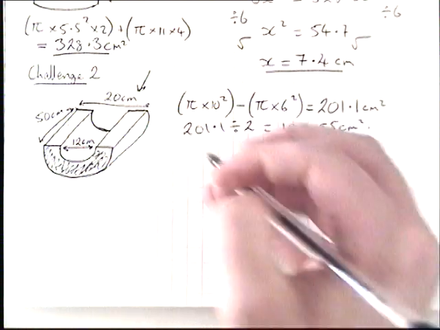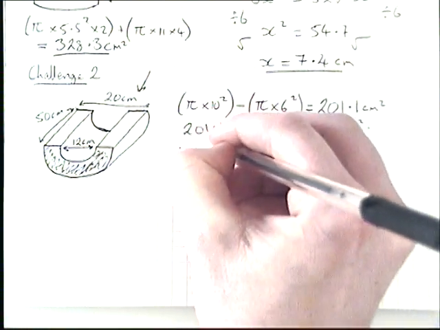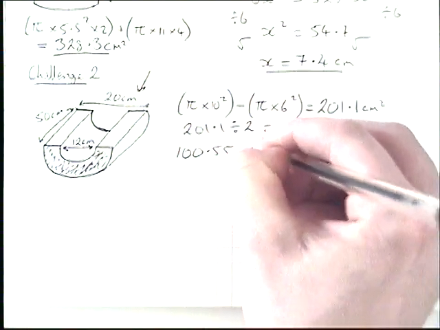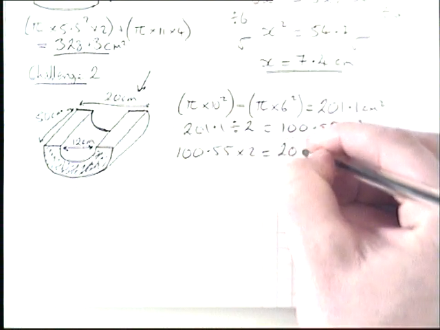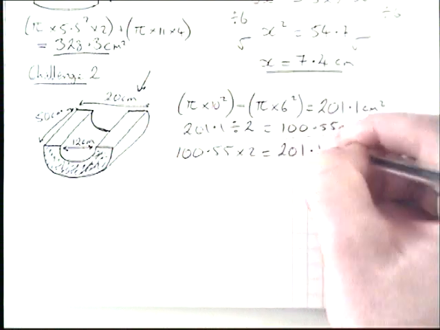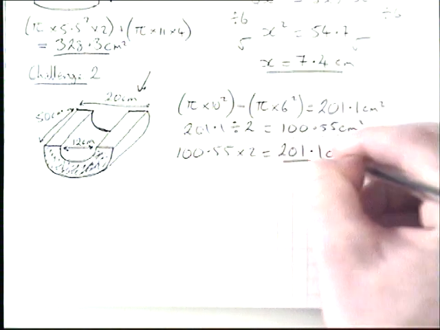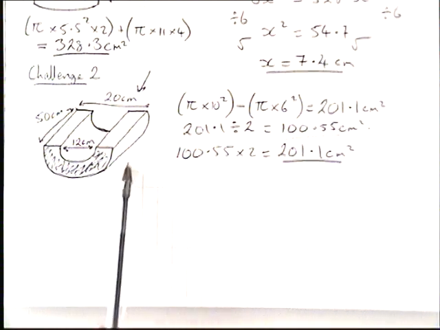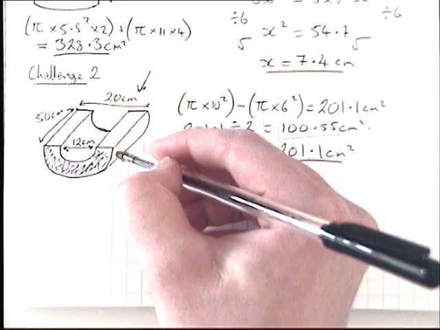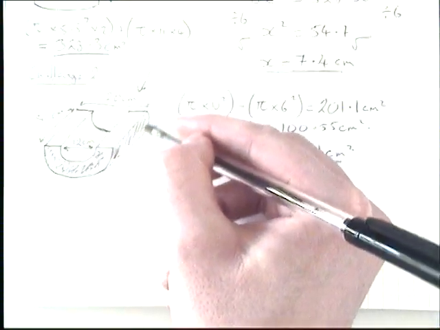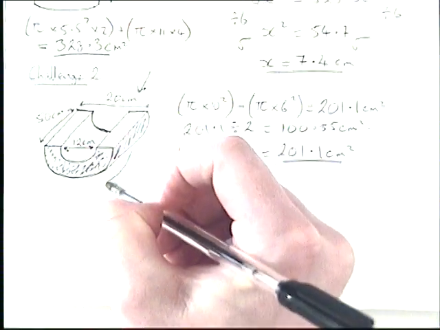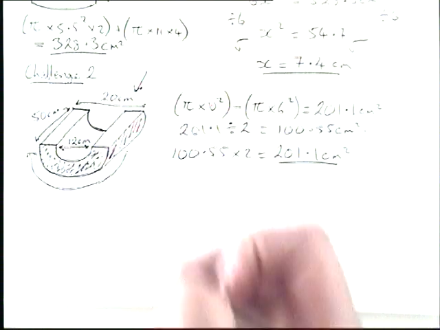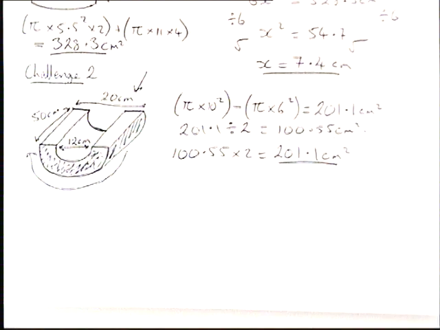So we now need to times this back by 2 again. So 100.55 times 2 leaves us back with our 201.1 centimeters squared. Now we're going to try and find the surface area of the big curved surface, so the bit on the outside, so the bit that you can just see here, which obviously then continues all the way under our cylinder.